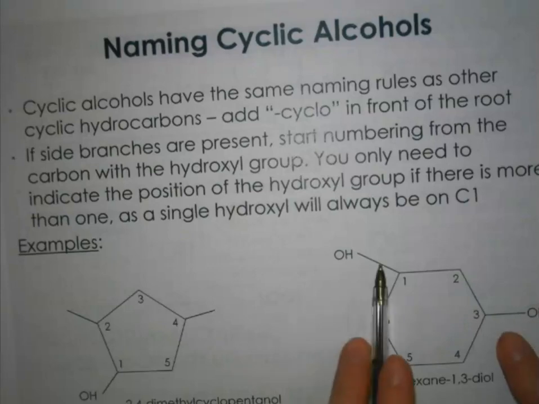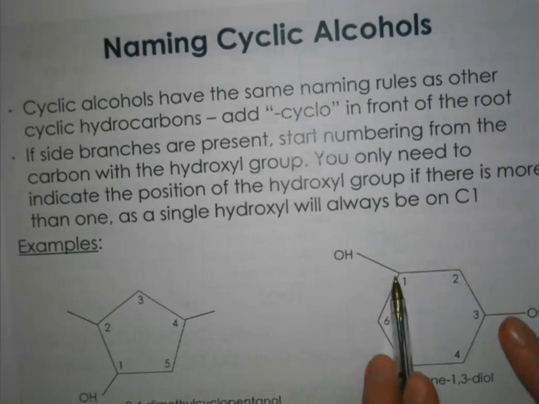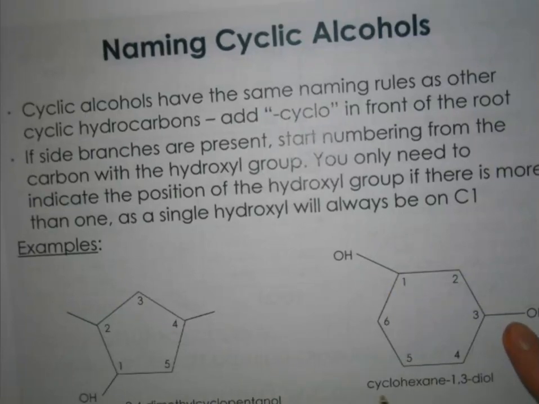If you have two or more hydroxyl groups, then you do need to give the numbers of the locations. So in this one we have cyclohexane, and again you see that rule: because we have this di prefix, we haven't dropped the E here. So cyclohexane-1,3-diol.